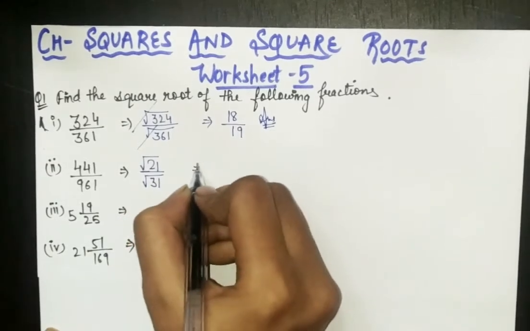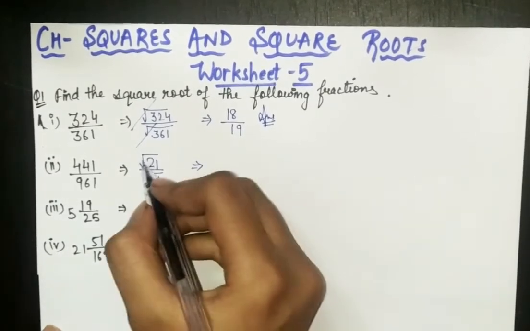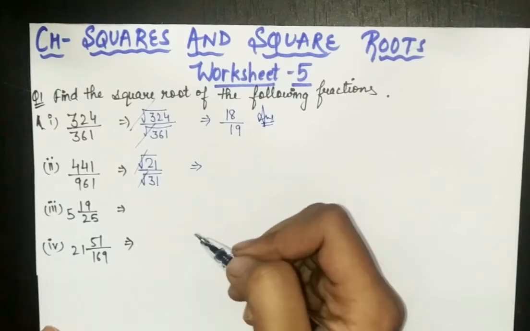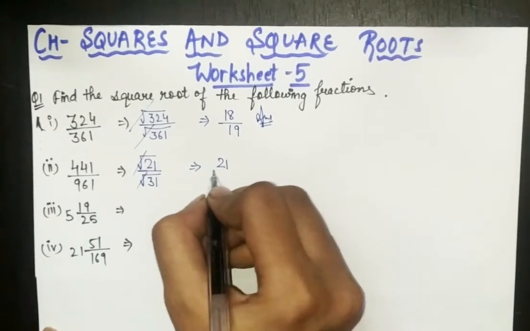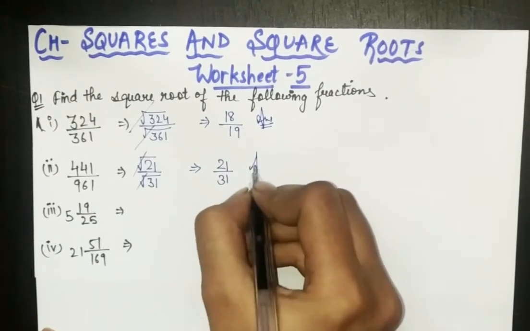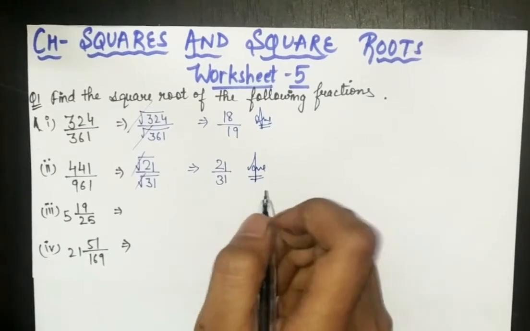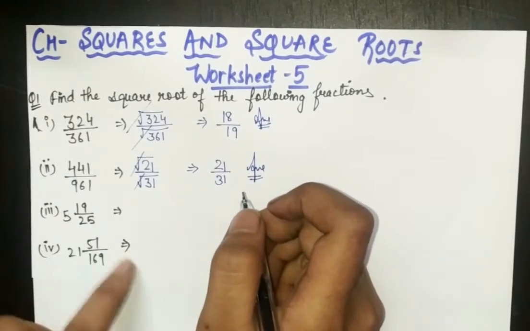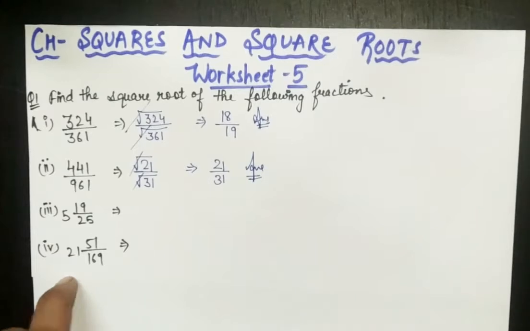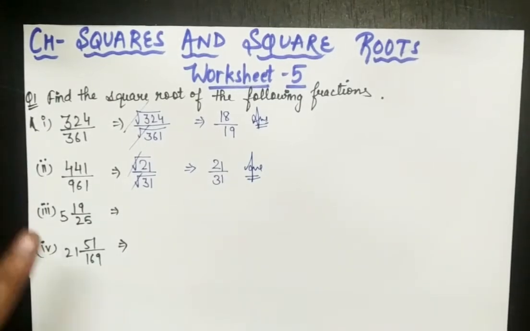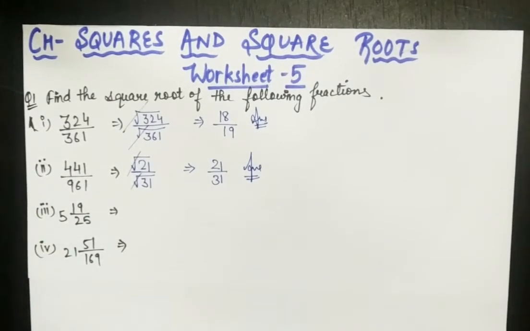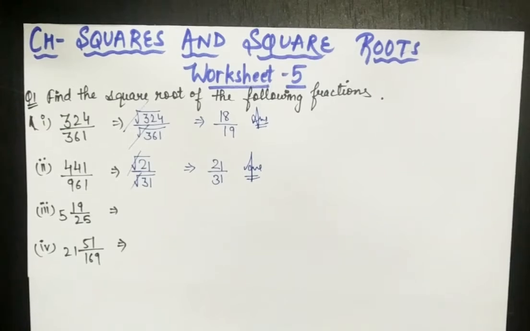So now you all know that the root will be cancelled, and then what you have to write? 21 upon 31. That will be the answer. Now this question is in the mixed fraction. So first you have to solve this mixed fraction, in which we have to find the lowest number.